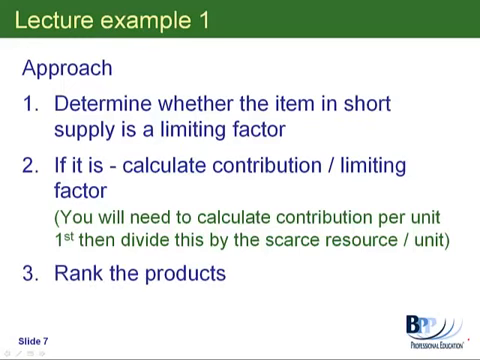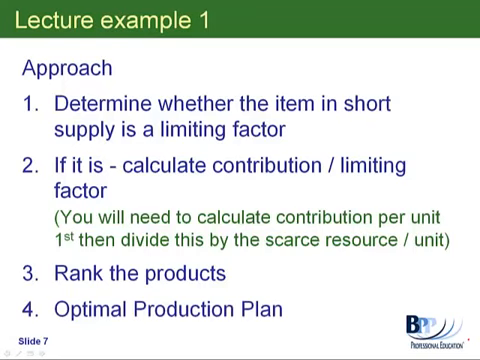We can then rank the products in order of the highest contribution per limiting factor, and then we can allocate the hours available to those products to arrive at our optimal production plan. Now I suggest you pause your recording now and have a go at part A, and then we'll have a look at that and have a look at parts B and C together.